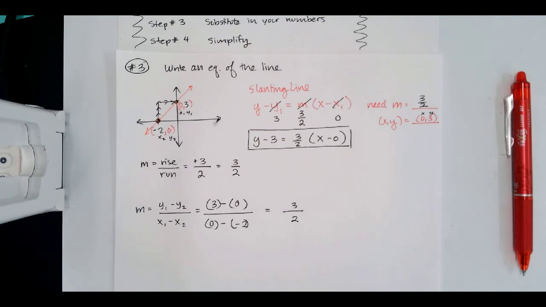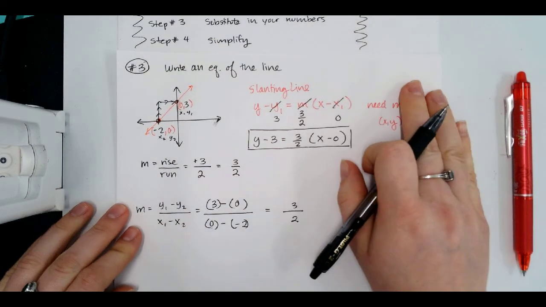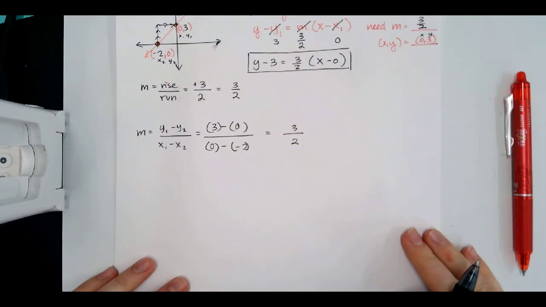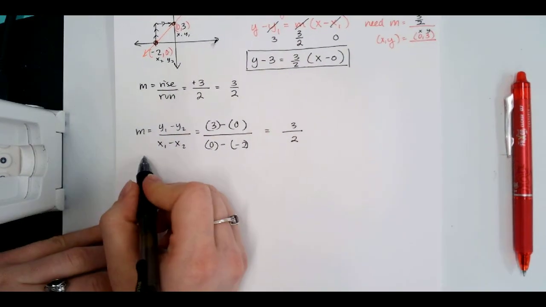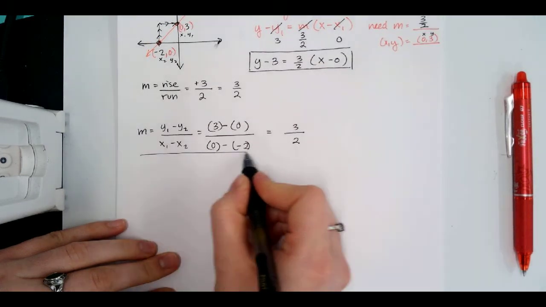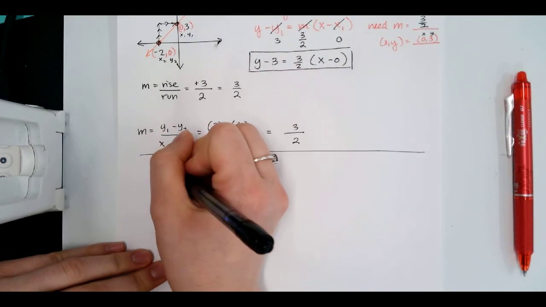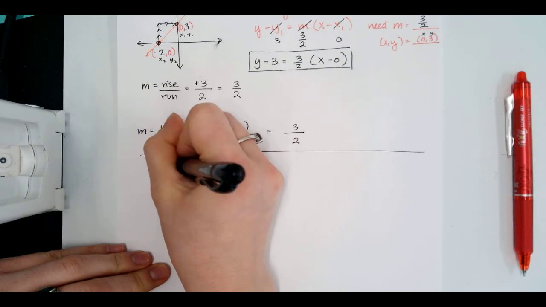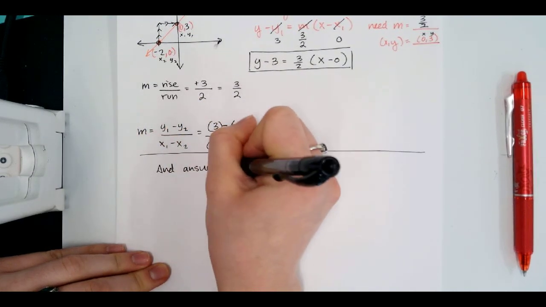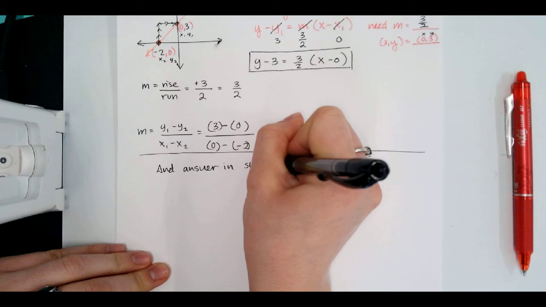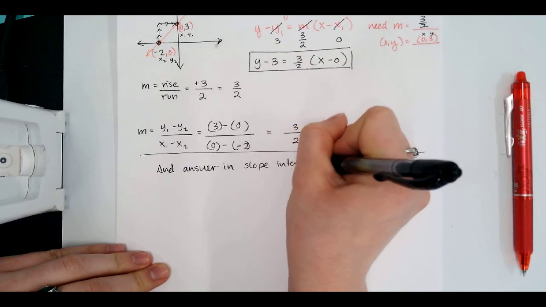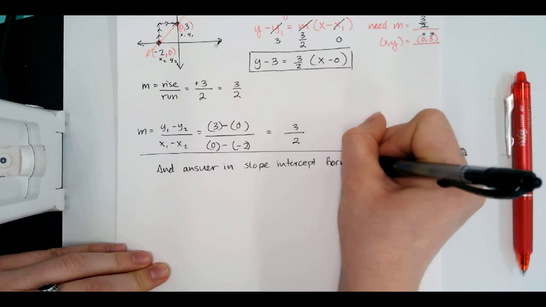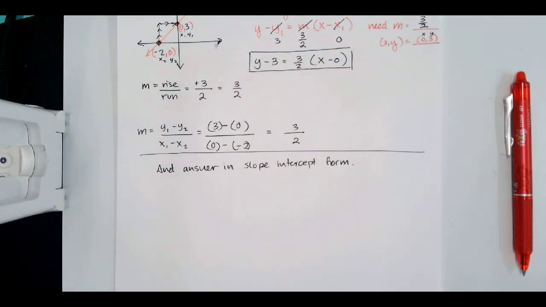But what if I said I want you to answer in slope-intercept form? So we're going to take a little mini side trip and take a look at what that is. So if I said, write an equation of the line, and I put on "answer in slope-intercept form," what does that mean, answer in slope-intercept form?